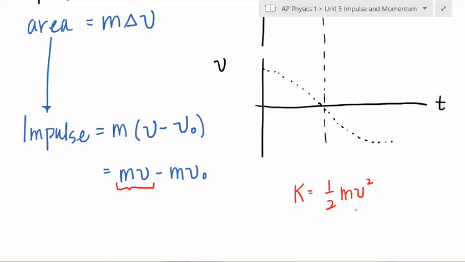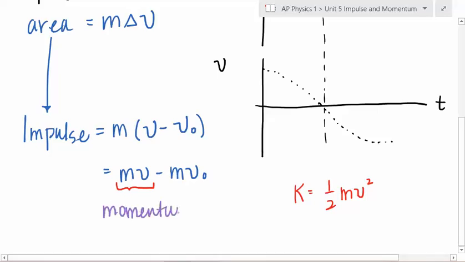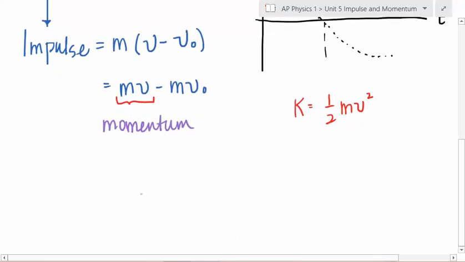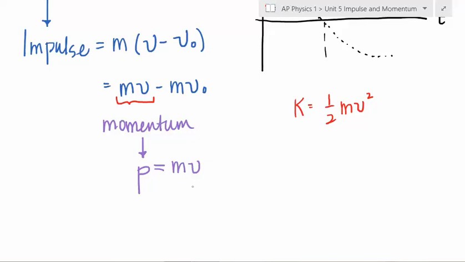And so an impulse causes a change in momentum. So this m times v is momentum. We ran out of letters in the alphabet, so the symbol for momentum is a lowercase p. So p is equal to m times v. If you're looking for initial momentum, you would just use the initial velocity. If you want final momentum, you would use a final velocity.